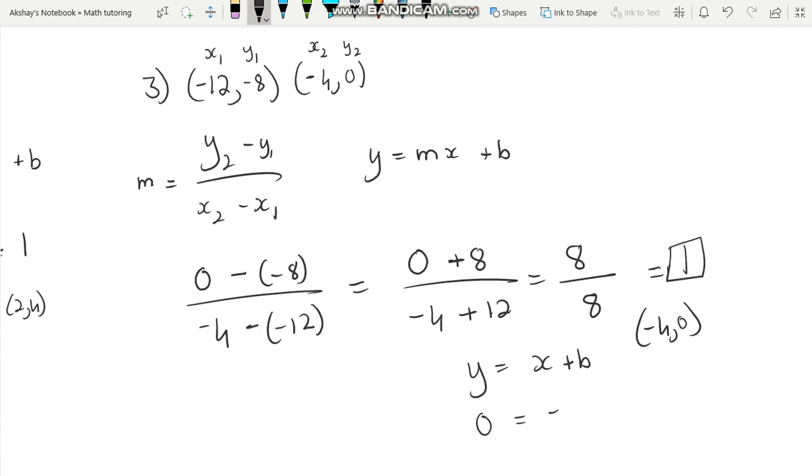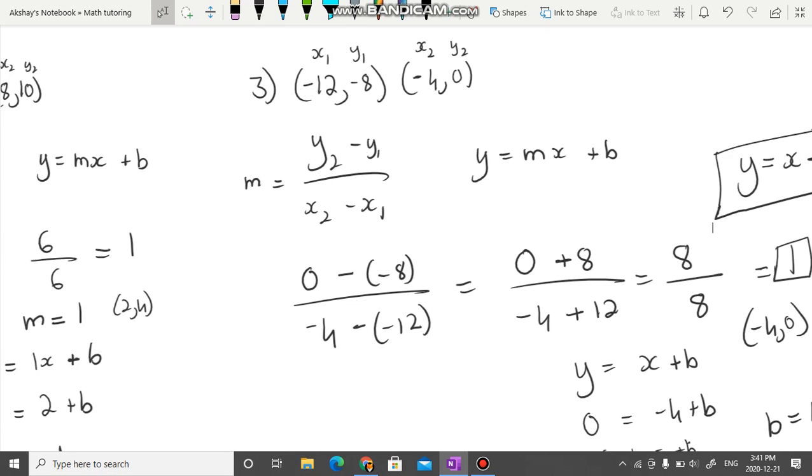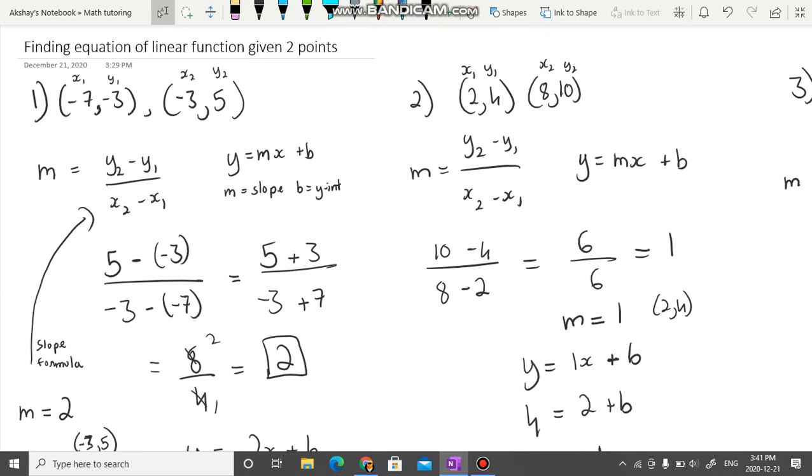y is 0, x is negative 4 plus b, of course. I can take my negative 4 to the other side, hence I have 0 plus 4, and b is equal to 4. Now I know my slope is 1, so I have y is equal to x. My y-intercept is 4, so I have y is equal to x plus 4. There we go. Perfect. So that was finding the equation of a linear function given 2 points, and I hope this helped.